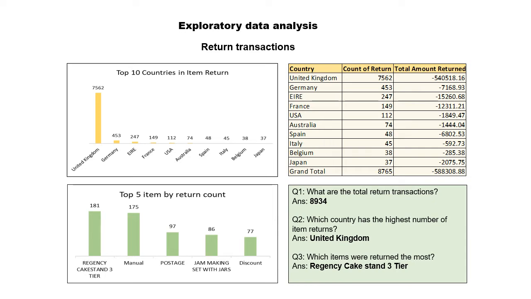If we look at this chart, the top 5 items by return counts, the item Regency cakestand 3 tier was returned the most, around 181 times by customers. In this column we can see the total amount returned. Okay, so let's go to the next slide.